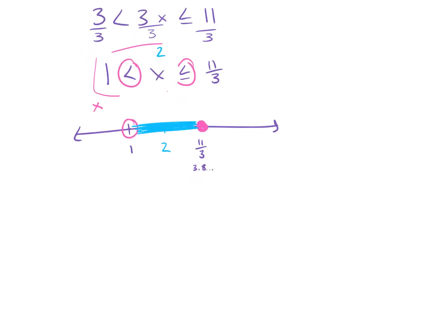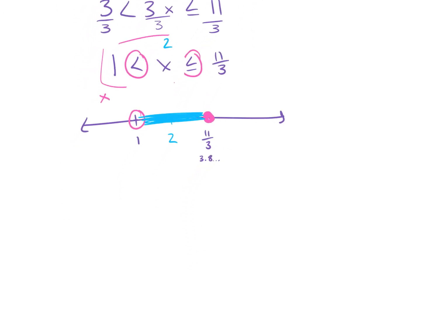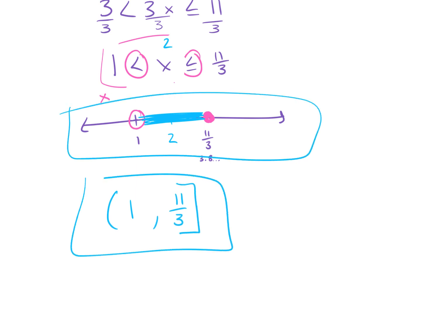So how would I write my interval notation? Where does my graph start? 1. Do I put a parentheses or bracket there? Parentheses, 1. Where does my graph end? 11/3. Does that get a parentheses or bracket? Bracket, because it's a closed circle. So this is part of our answer, and this is part of our answer.